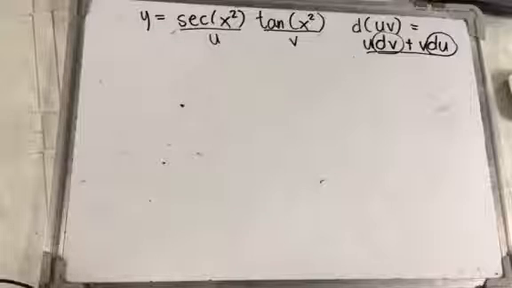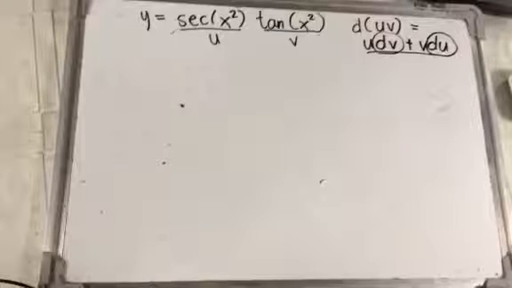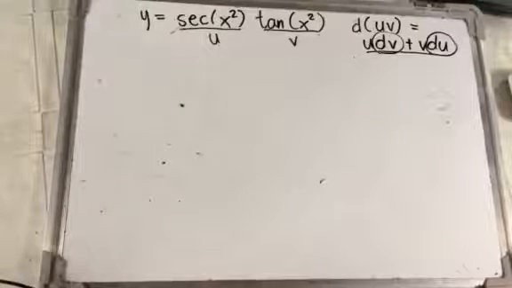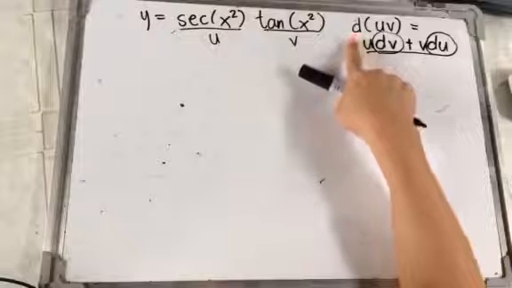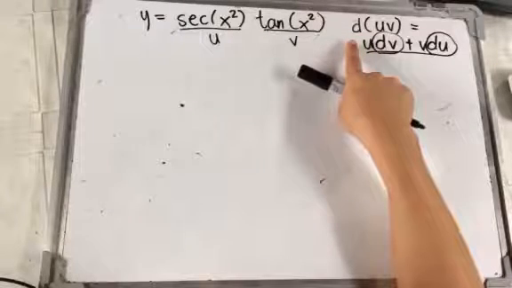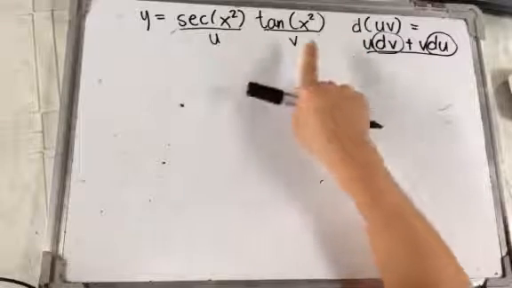Okay, next example. We have y equal to secant x squared times tangent x squared. As you can see, referring to the three basic formulas of the differentiation process, it belongs to the product rule since that is the product of two functions, secant and tangent. When you are referring to the product rule, that is the derivative of uv, so you have to determine first what is the value of u and v.